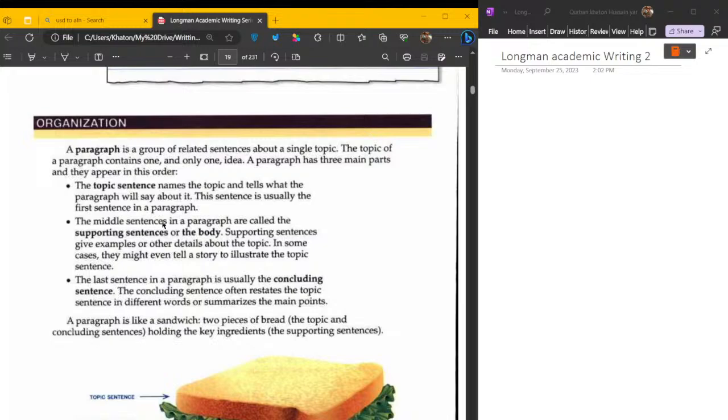concluding sentence. The topic sentence names the topic and tells what the paragraph is about. This sentence is usually the first sentence in a paragraph. The middle sentences in a paragraph are called supporting sentences or the body. Supporting sentences give examples or other details about the topic. In some cases, they might even tell a story to illustrate the topic sentence. The last sentence in a paragraph is usually the concluding sentence. The concluding sentence often restates the topic sentence in different words or summarizes the main points.